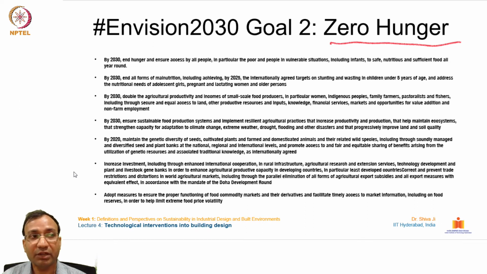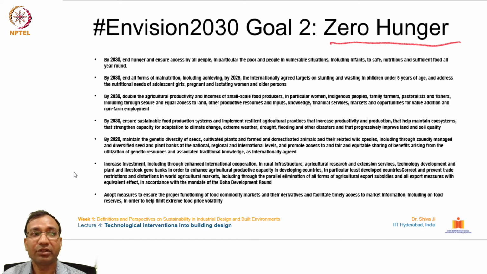By 2030, double the agricultural productivity and income of small-scale food producers, in particular women, indigenous people, family farmers, pastoralists and fishers, including through secure and equal access to land, other productive resources and inputs, knowledge, financial services, markets, and opportunities for value addition and non-farm employment. Further, by 2030, ensure sustainable food production systems and implement resilient agricultural practices that increase productivity and production, that help maintain ecosystems, that strengthen capacity for adaptation to climate change, extreme weather, drought, flooding, and other disasters, and that progressively improve land and soil quality.